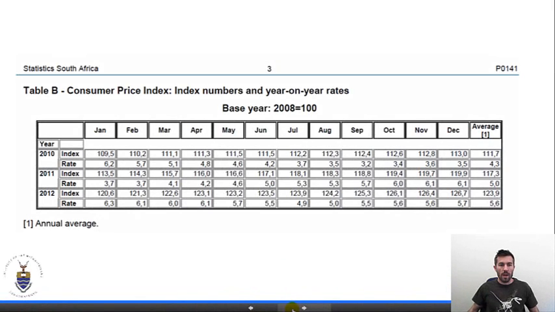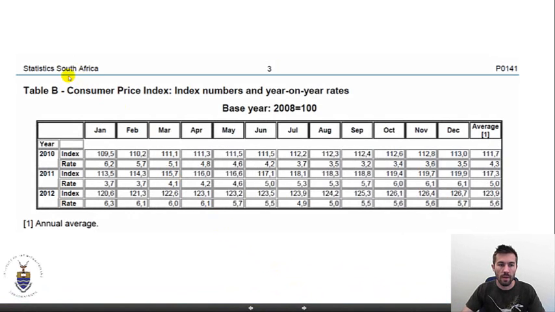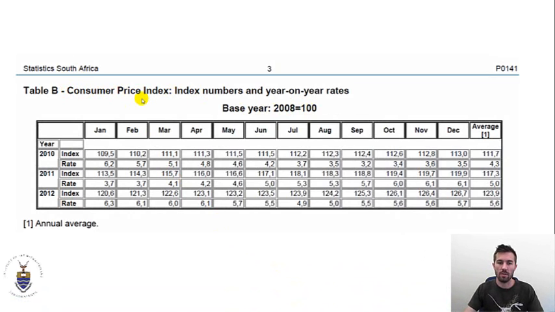Right, so we're talking about inflation, and more specifically the Consumer Price Index, or the CPI. So here we've got Consumer Price Index. Our base year is 2008, it's 100. We're saying that the Consumer Price Index is based on the value of a basket of goods that consumers buy.